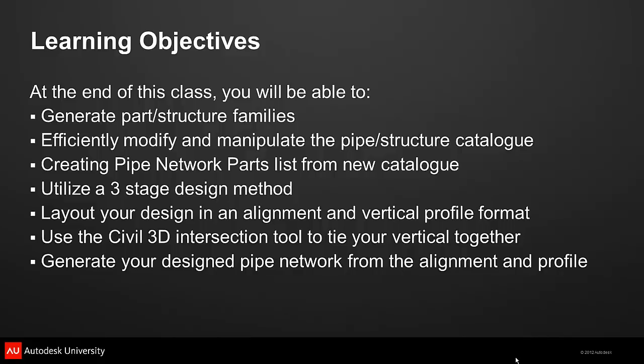Then we're going to lay out the designs in the alignment and profile form, utilize the Civil 3D intersection tool to tie your vertical together. Awesome tool. And then after that, we're going to generate, and you'll be able to design your pipe network from the alignment and the profile.